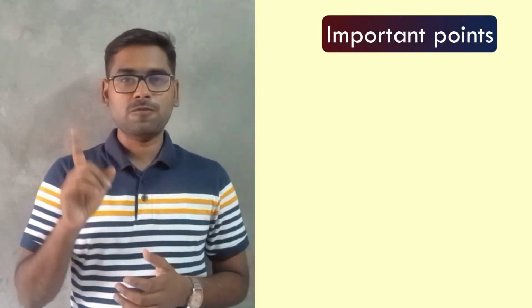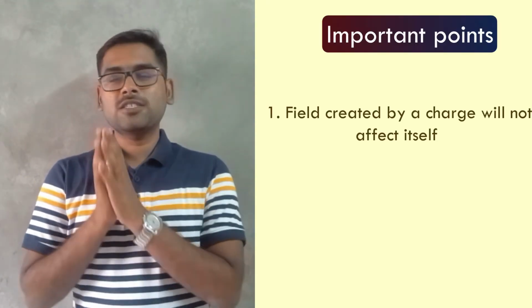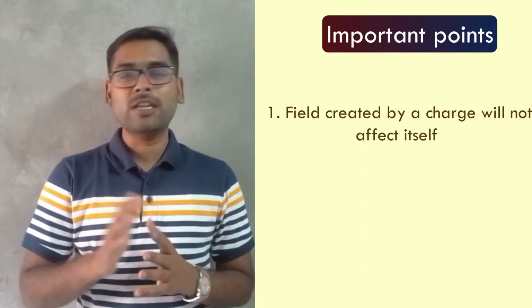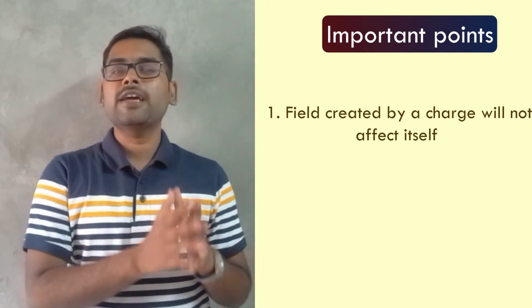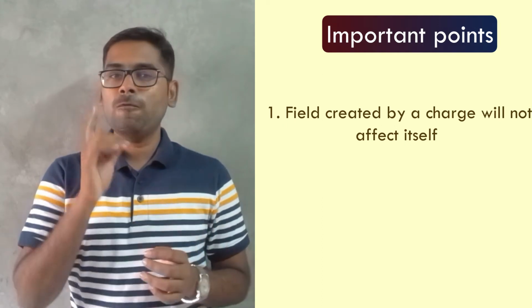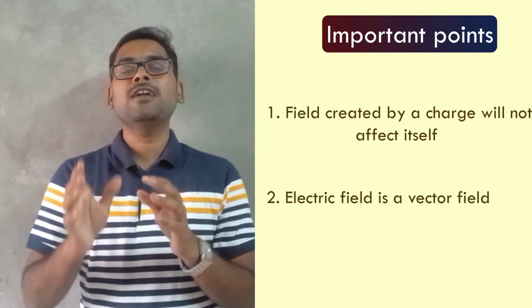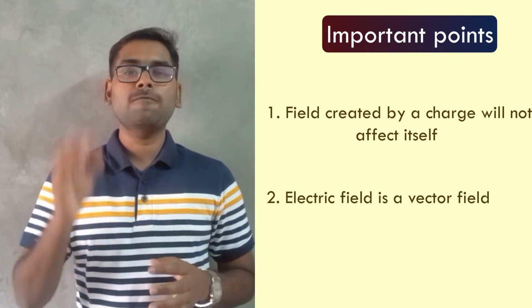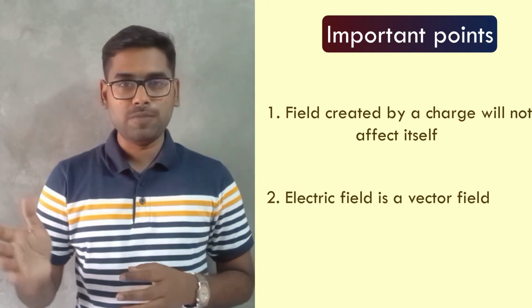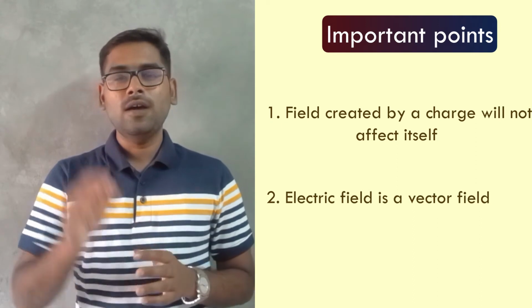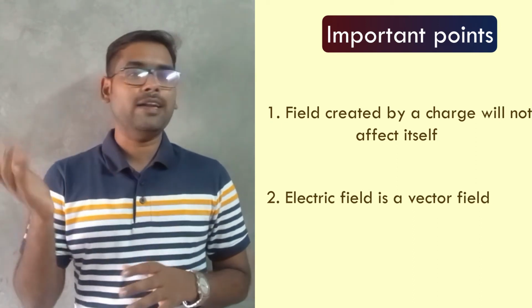Guys, here you need to make note of two important things. First one, the field created by charge Q1 will not affect Q1 itself. Similarly, the electric field created by charge Q2 will not affect Q2 itself. Second one, the electric field is a vector field, which means the value of the field at each point in space can be represented by a vector having its own magnitude and direction.